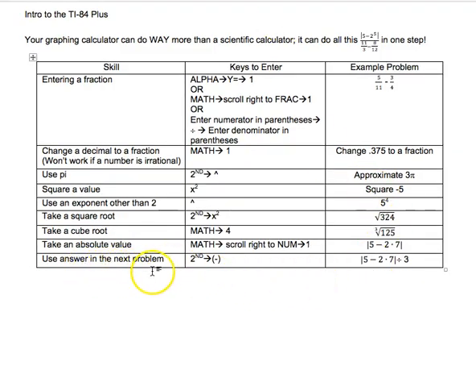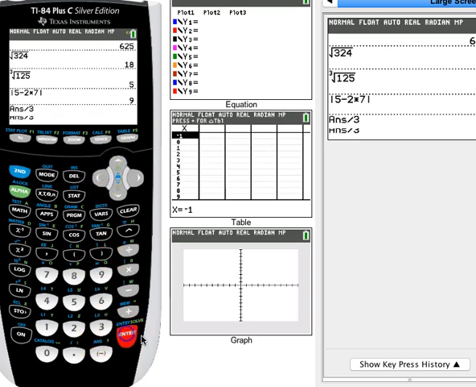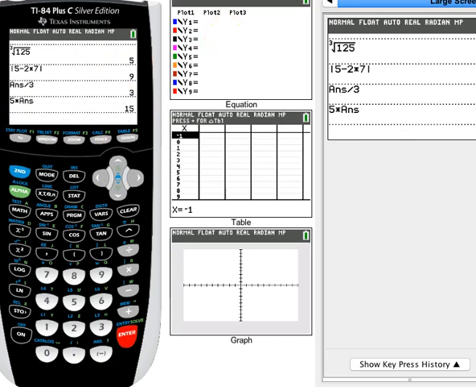Last one, we actually already did use the answer in the next problem, but I'm going to use it here to just take the answer we just got and divide it by 3. So I don't have to press answer if I don't need to. I can just press divided by 3. Oops, not negative, divided by 3. Enter. Now, if I had wanted to do 5 times the answer or something, where I needed the answer to come second, you can actually put 5 times and then press second and then negative key. So if you want it to type answer, you can have it do that anytime.